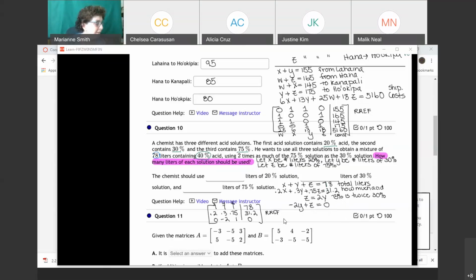And then when I RREF'd this, I got 39 liters of the 20%, 13 liters of the 30, and 26 of the 75. And you can see I've got twice as much of the strong solution as that medium solution. Okay. Any questions on number 10? Questions on 10?